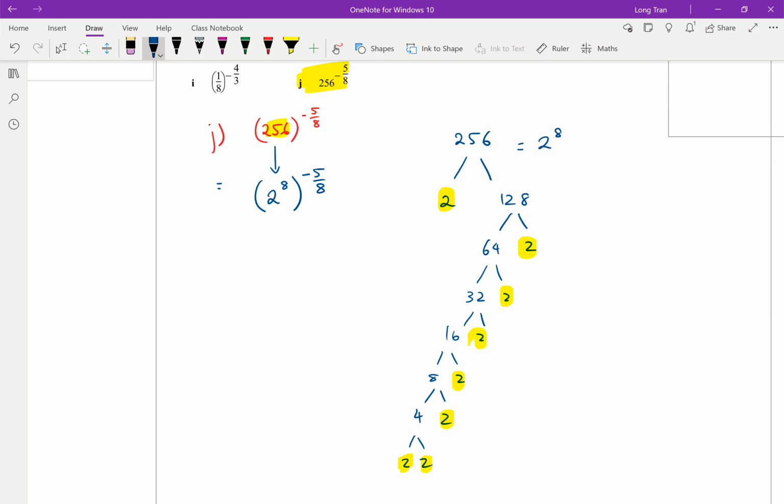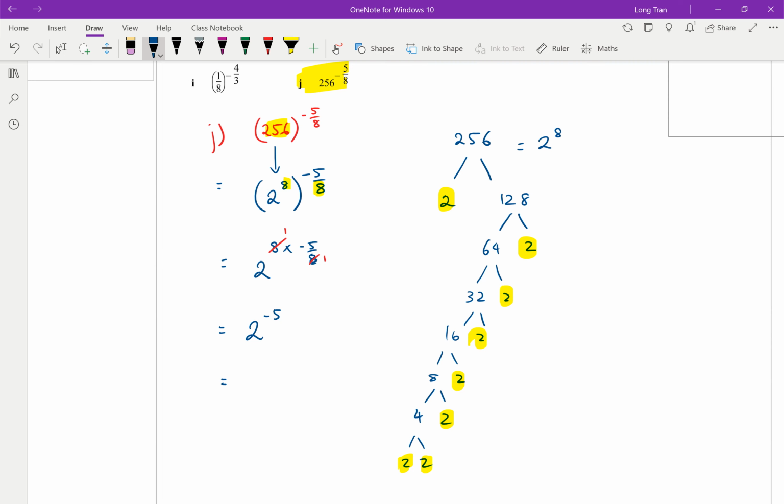The questions are designed so that when you multiply it, the denominator and the power are going to cancel out. So you can see here, 2 to the power of 8 times negative 5/8. So using that rule number 3, when you multiply them, sorry, that's not 8, that should be 8 there. These should cancel out. 8 divided by 8 is 1. And then you now end up with 2 to the power of negative 5.